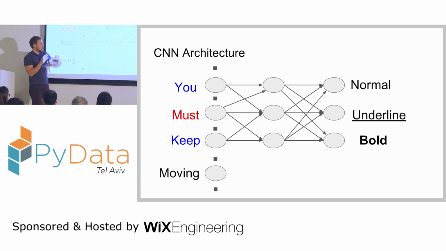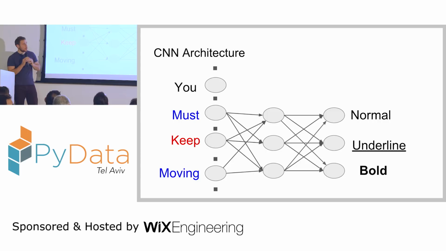Okay, so here we have our neural net. As you can see, the prediction for the word must does not consider the input of moving. But when I try to predict the style of the word keep, then I move the sliding window one step down, and now I ignore the word you, and so on for the entire string. So this was like the fastest way to describe what CNN does.